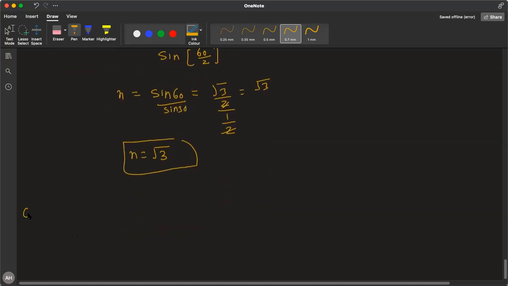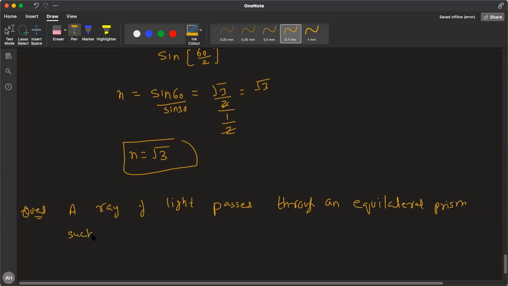Next thing. A ray of light passes through an equilateral prism such that angle of incidence is equal to angle of emergence.